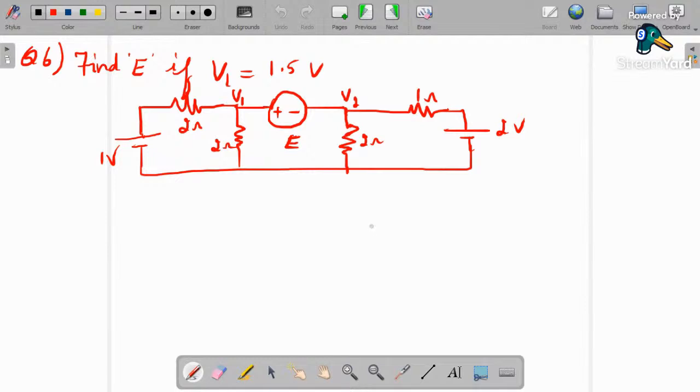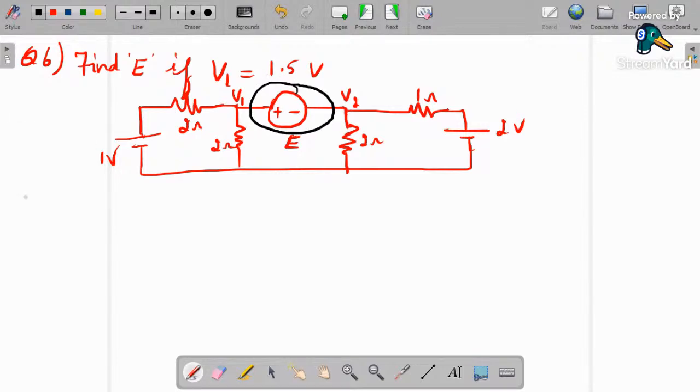Next, question number 6. Okay, so here what is the concept? This is based on super node, isn't it? So between the two reference nodes, what is there? There is a voltage source. So this is coming under the concept of super node.